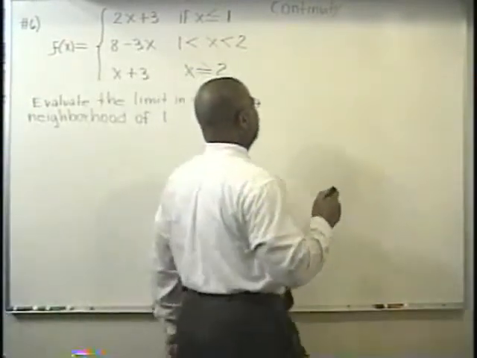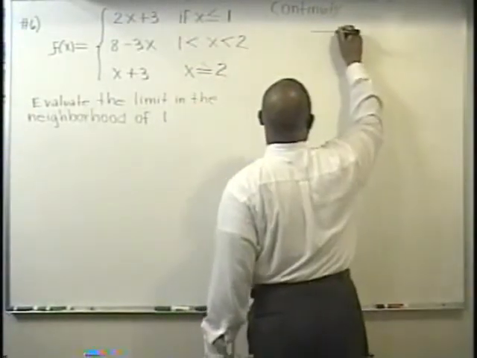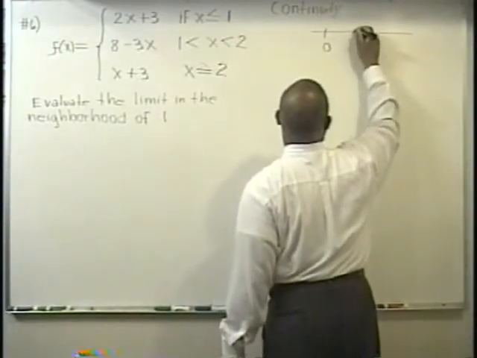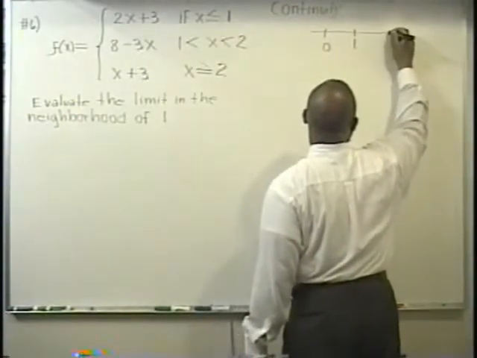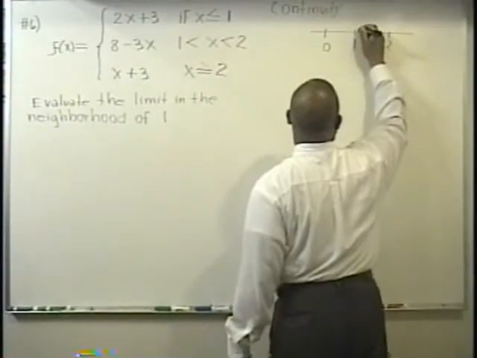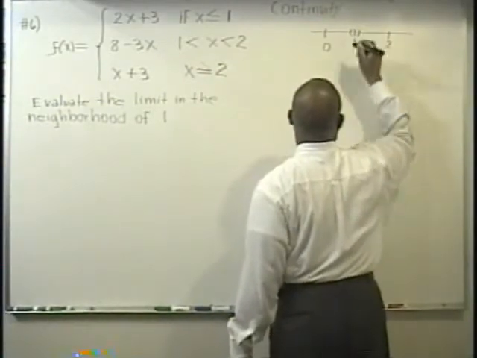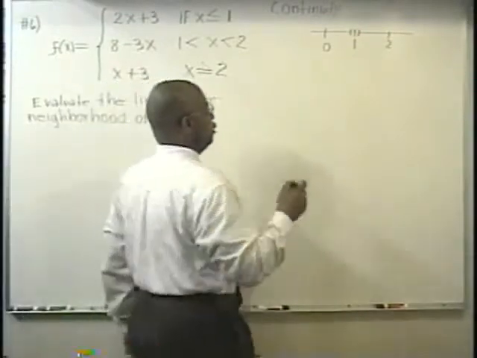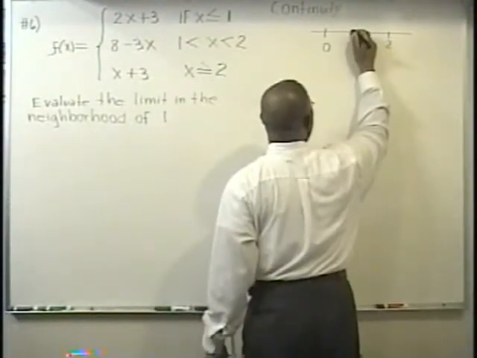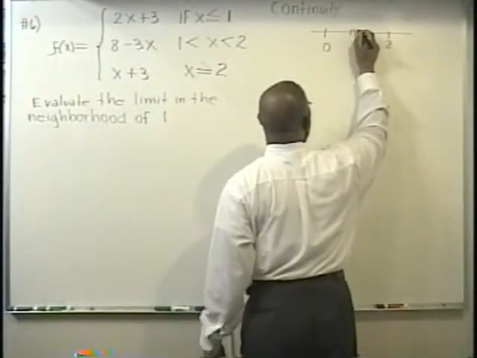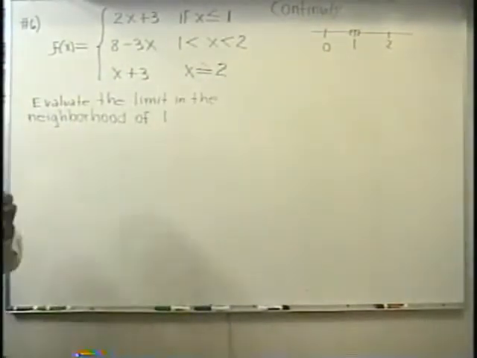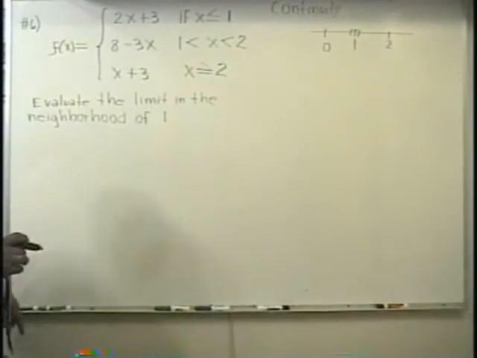So what I'm going to do is I'm going to come over here, use an example number line. Here is 0. Here is 1. Here is 2. So now I'm just going to draw small parentheses, and we're going to look at a neighborhood surrounding 1, meaning within this we're going to approach 1 from the left, and we're going to approach 1 from the right, within that tiny little neighborhood. That is called a neighborhood.